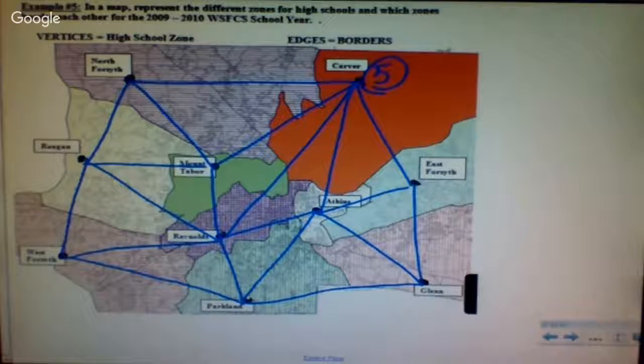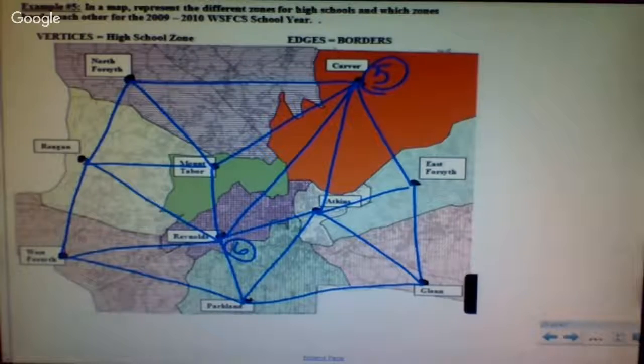How many school zones does Reynolds touch? Reynolds, 3. 4. No, 5. No, 4. I only see 4 on my paper, but it's hard to see on my paper. It's 6. There are 6 there. That is Reynolds. There's 6 lines that touch it. Questions on graph models and how to draw them from situations.